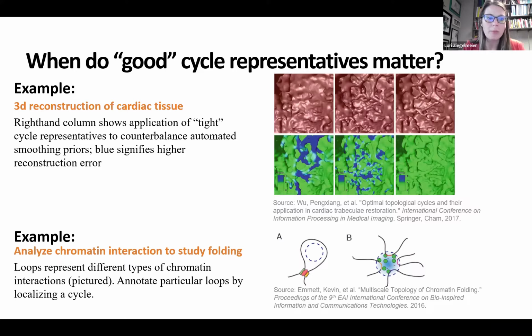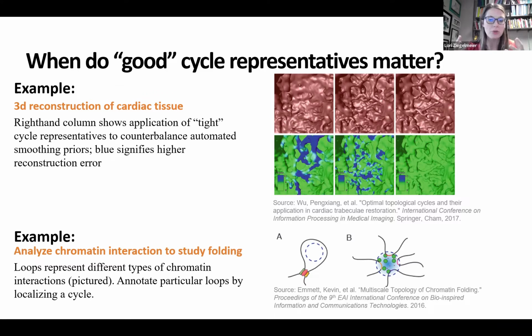So Wu and collaborators explored 3D reconstruction of cardiac trabeculae restoration. So these are complex muscle structures. And the idea is they wanted to use topological priors and cycle representatives to try to segment these objects.